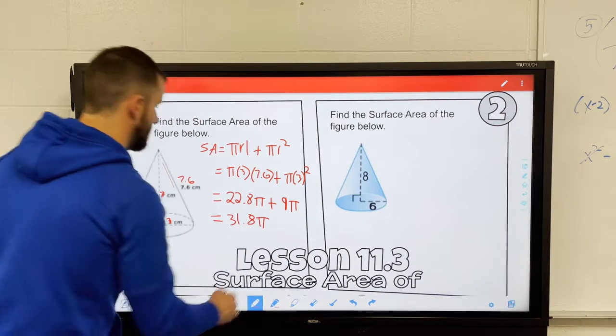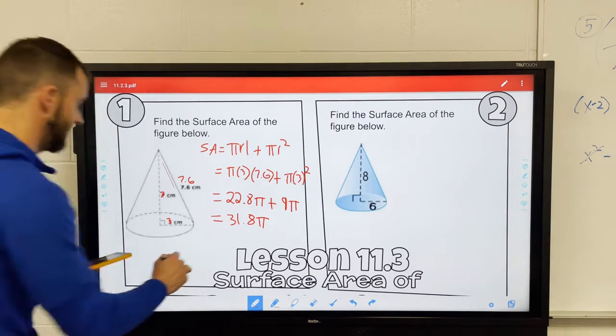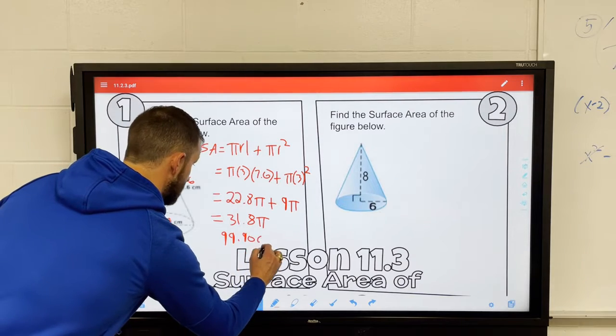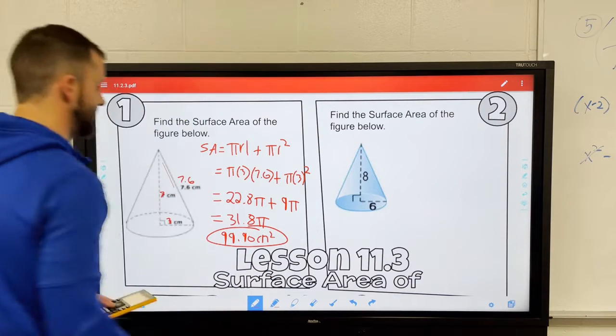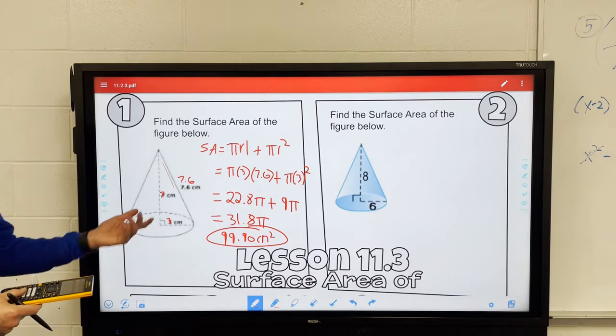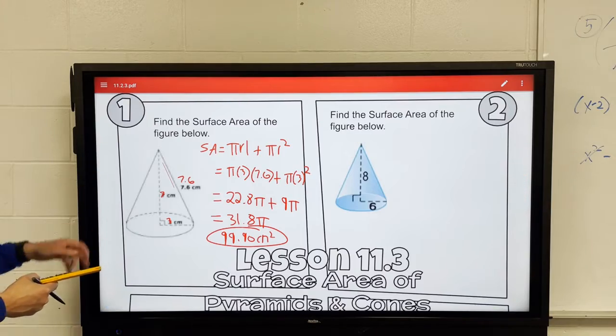31.8 pi. And so now that's going to be my answer in terms of pi, but if I do 31.8 times pi, that's going to end up giving me 99.90, and that's going to be centimeters squared. So ladies and gentlemen, that is going to end up being my surface area of my cone. So literally all I really needed was my radius and my slant height here to plug into the formula, okay? Let's look at example number 2.